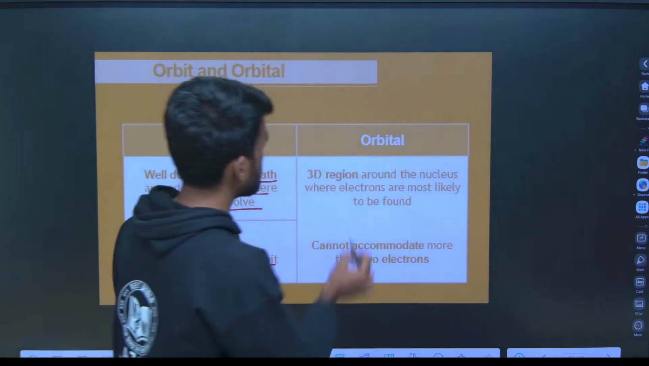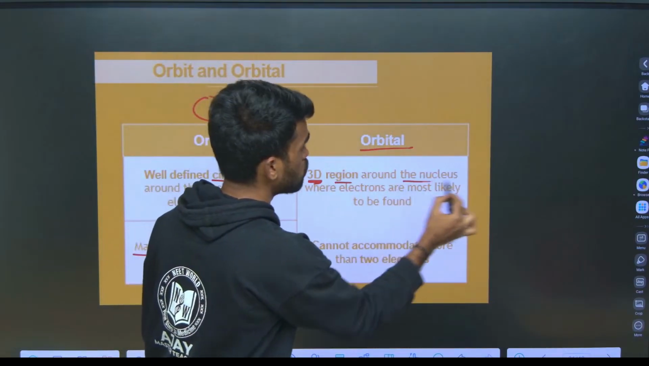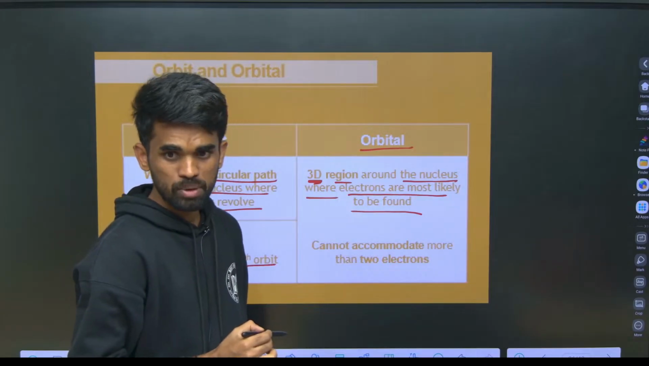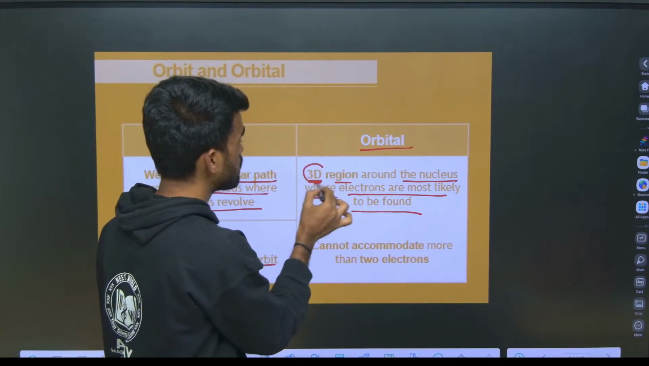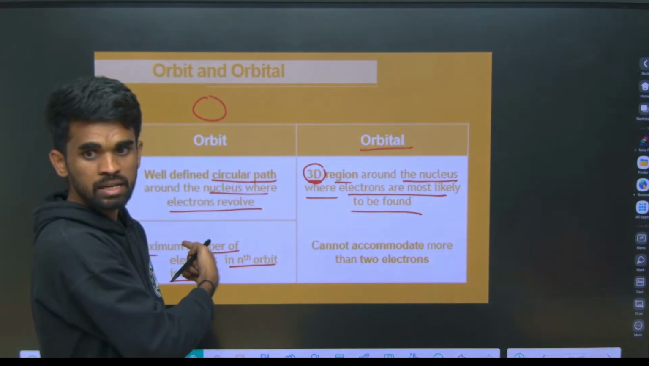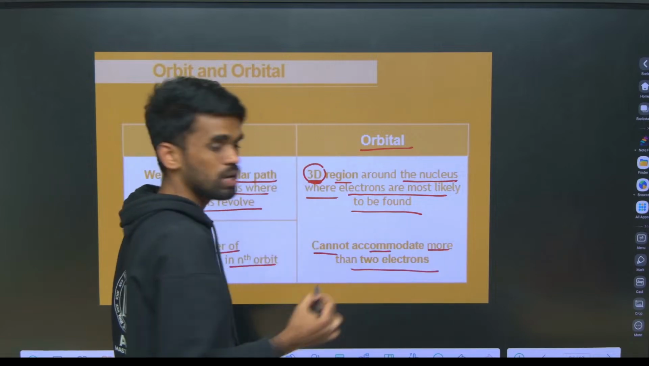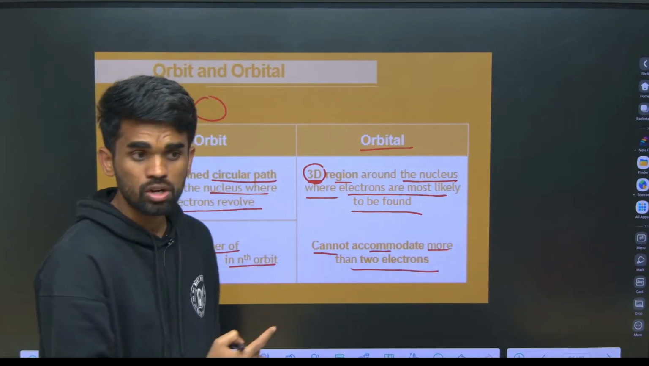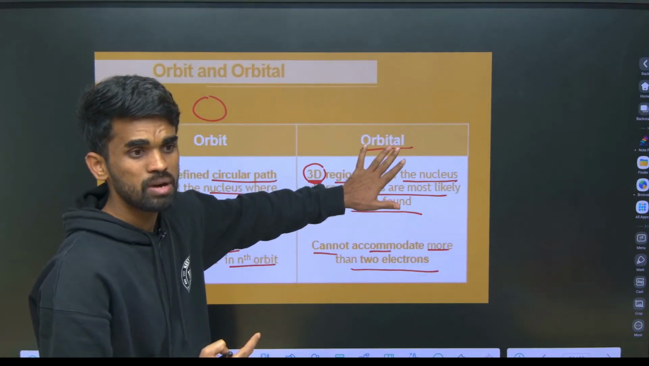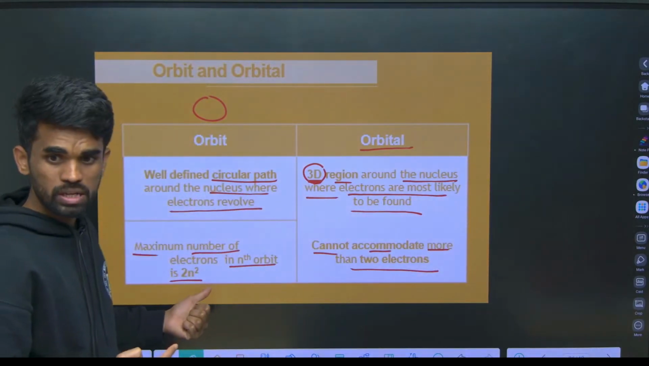Next, orbital means this is a three-dimensional region around the nucleus where electrons are most likely to be found, maximum probability. You can remember this as a sphere, this as a circle. Orbital cannot accommodate more than 2 electrons. Always remember, orbital can have maximum of 2 electrons. So for orbit you can use 2n square.